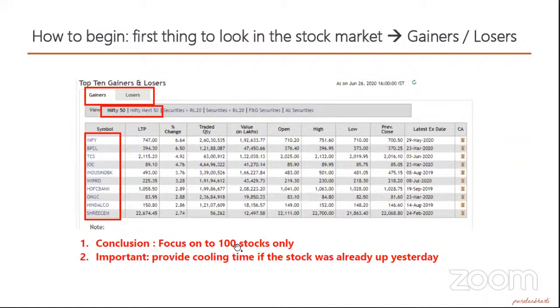How do you know these are the top 100 stocks? You can look at this one, Nifty 50 and Nifty Next 50. We are looking at gainers right now. So as a first step, let's not look at the losers, let us look at the gainers. And these are some of the gainers that you have.